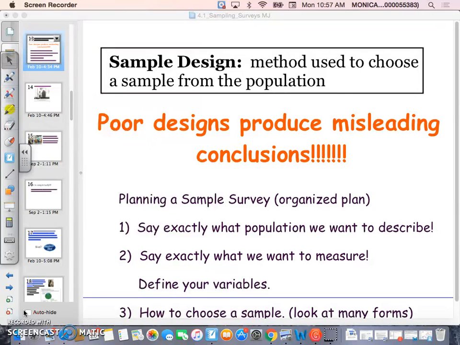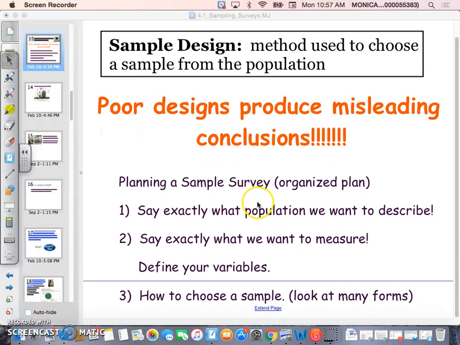A sample design is a method used to choose a sample from a population. And there's several that we're going to talk about today. Some are good, some are bad. And so obviously if you've got a poor sample design, you're going to produce misleading conclusions. And you could get sued over that, so you want to be careful. So today we're going to talk about how to plan a sample survey.